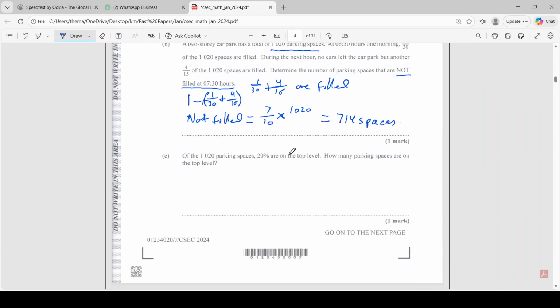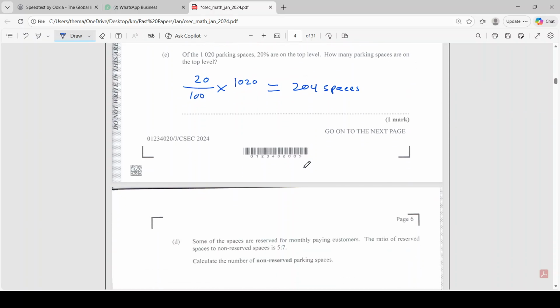Part C: of the 1020 parking spaces, 20% are on the top level. How many parking spaces are on the top level? Right, if 20% are on the top level, let's find 20% of the total spaces, and that will be 204 spaces. So 204 spaces are on the top level. That's a straightforward one mark.